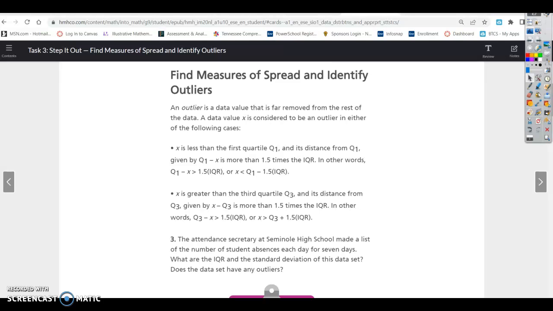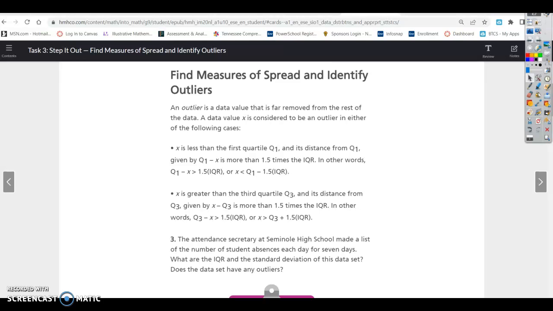If X is less than the first quartile, represented as Q1, and its distance from Q1, given by Q1 minus X, is more than 1.5 times the interquartile range. In other words, Q1 minus X is greater than 1.5 times the interquartile range, or X is less than Q1 minus 1.5 times the interquartile range.